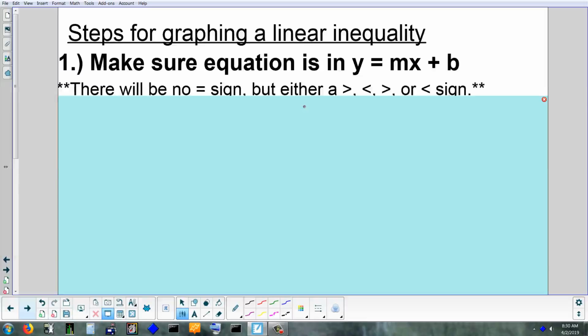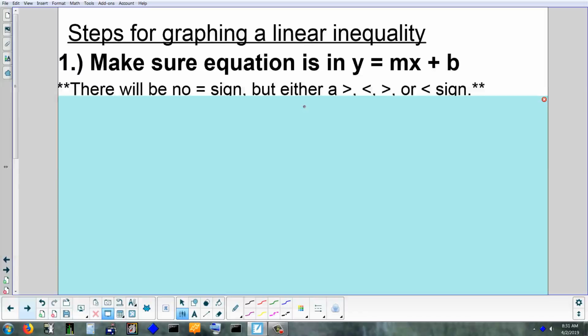But in terms of graphing it, we're going to graph it the same exact way as we would graph a linear equation. Meaning we would graph it the same way as a problem that has an equal sign in it. We want to graph it the same way. The only thing that's really new with this is shading. Everything else, how you graph it, is the same way. Alright? So you want to make sure the equation is in y equals mx plus b.